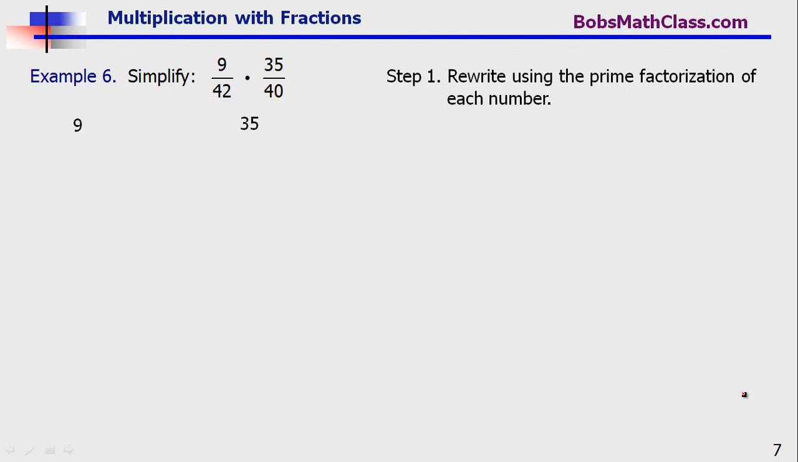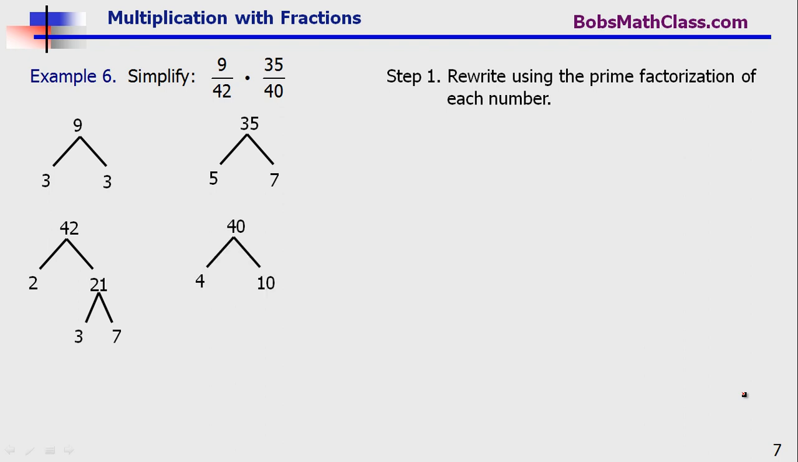Okay, let's work on the numerators. 9 is 3 times 3. 35, 5 times 7. Not too bad. 42, I used 2 times 21, but you could use 6 times 7. And then 21 is 3 times 7. 40, 4 times 10. You might want to use 5 times 8. Doesn't matter. 4 is 2 times 2, and 10 is 2 times 5.